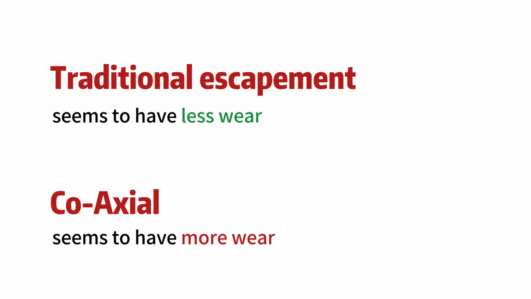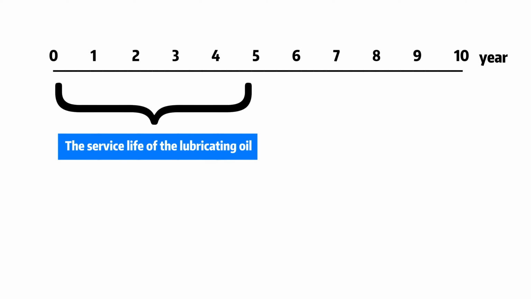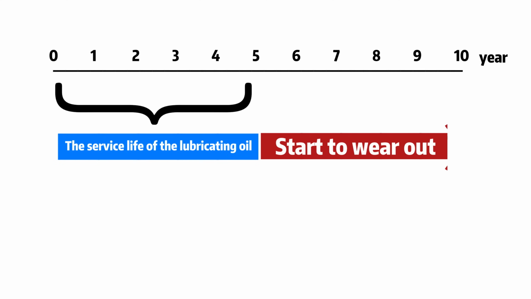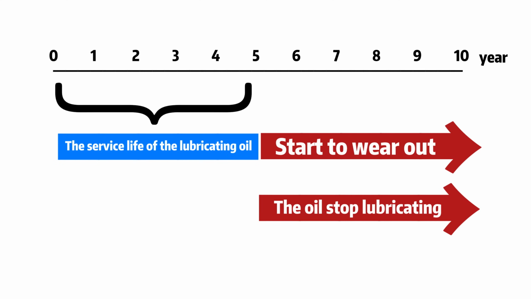The reason is quite simple. Generally, the service life of the lubricating oil inside a watch is about 5 years. So theoretically, if the watch keeps working after 5 years, the parts will start to wear out. Moreover, the lubricating oil will lose its lubricating function.